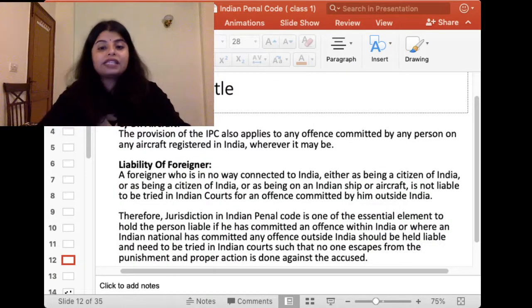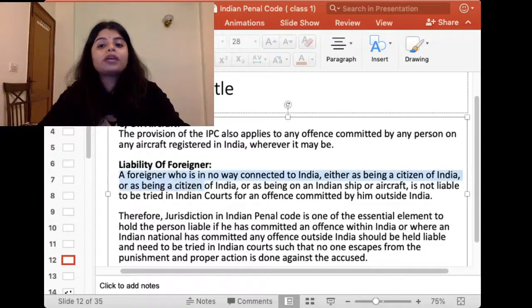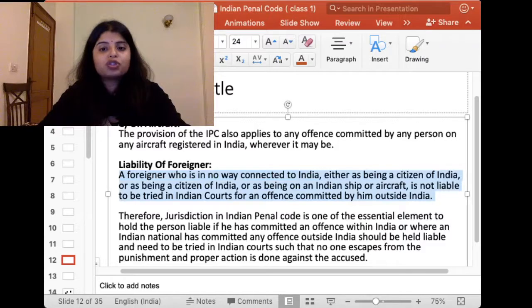See, when we see the liability of a foreigner who is in no way connected to India, either as being a citizen of India or as being on an Indian ship or aircraft, he is not liable to be tried in Indian courts for an offence committed by him outside India. Therefore, jurisdiction in the Indian Penal Code is one of the essential elements to hold that a person is liable if he has committed an offence within India, where an Indian national has committed an offence outside India, should be held liable and need to be tried in Indian courts such that no one escapes from the punishment and proper action is done against the accused. Okay.